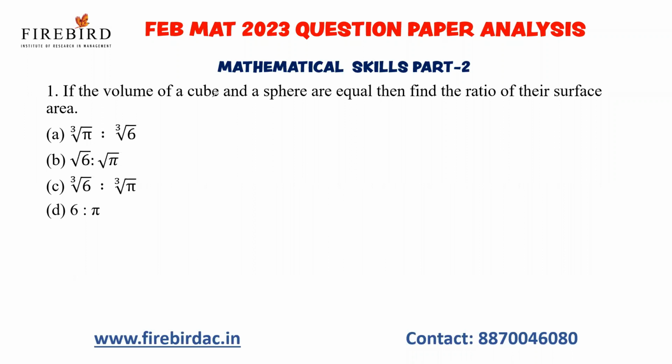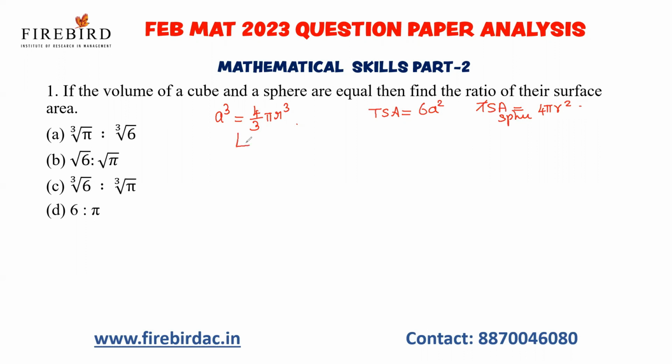See, it is very easy, right? If the volume of a cube and sphere are equal, find the ratio of their surface area. We all know the volume of a cube is a cube, and the volume of a sphere is nothing but 4/3 pi r cube. What is the surface area? The total surface area of a cube is 6a square. And for a sphere, we call it a surface area, we don't call it total surface area. It is 4 pi r square. Okay, 4 pi r square.